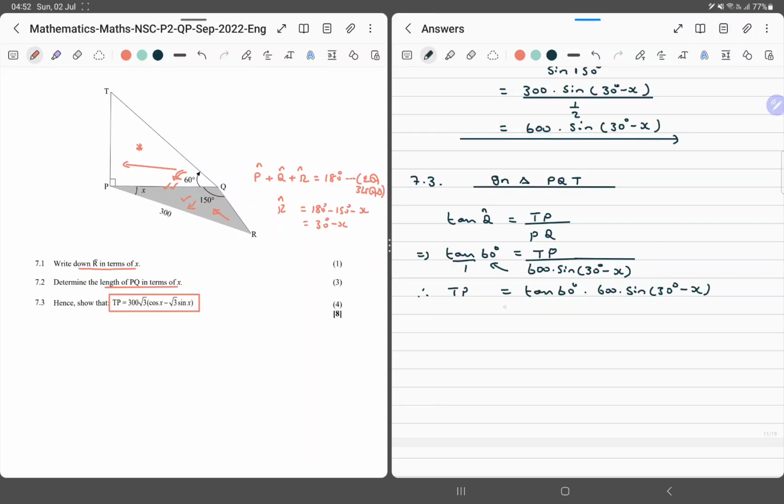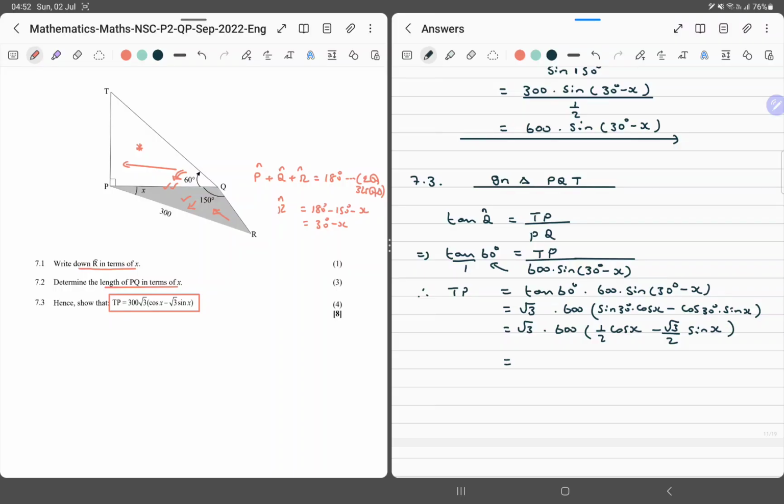Now from special angles, tan 60 we know that it's root 3, ne? Times 600 into, now we can expand this using compound angle identities because we don't have a choice now. So it's going to be sine 30 degrees cos x, the negative doesn't change, as cos 30 degrees times sine x, ne? Root 3 times 600 into sine 30 is a half, cos x minus cos 30 is root 3 over 2 sine x from special angles.